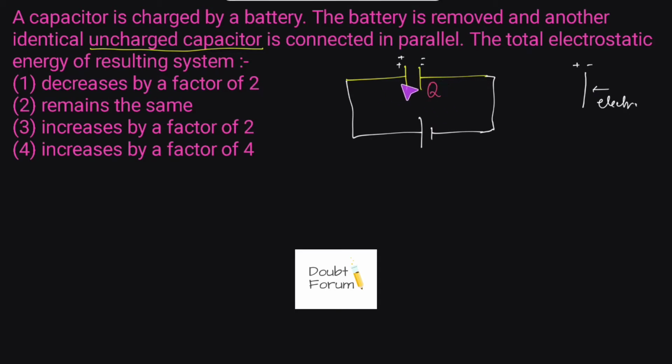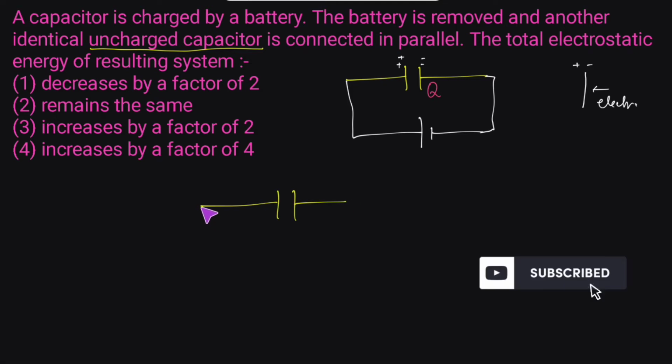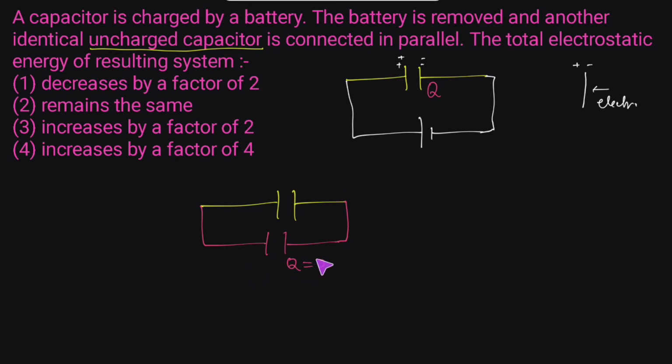Once the charge is stored, we have removed this capacitor, and next we have connected this capacitor, let me use the same color, across an identical capacitor, but the new capacitor is uncharged. It means initially the charge stored in this new capacitor is 0, otherwise it is identical. It means the capacitance is the same. If the capacitance of this capacitor is C, the capacitance of the new capacitor which we have connected is also C. But the charge is 0, because it is mentioned that the identical capacitor is uncharged.